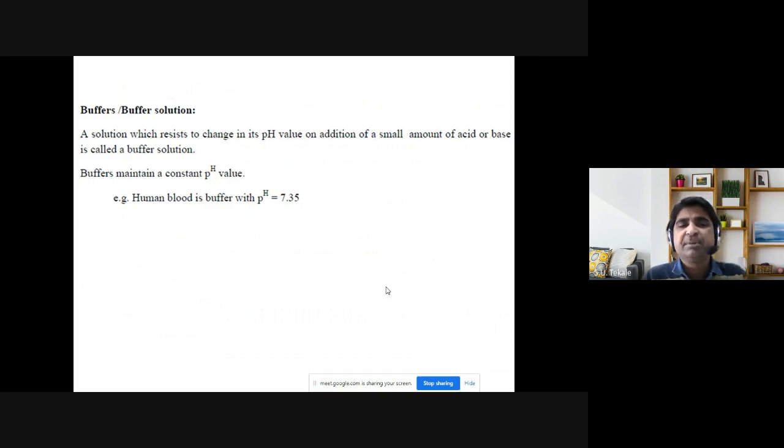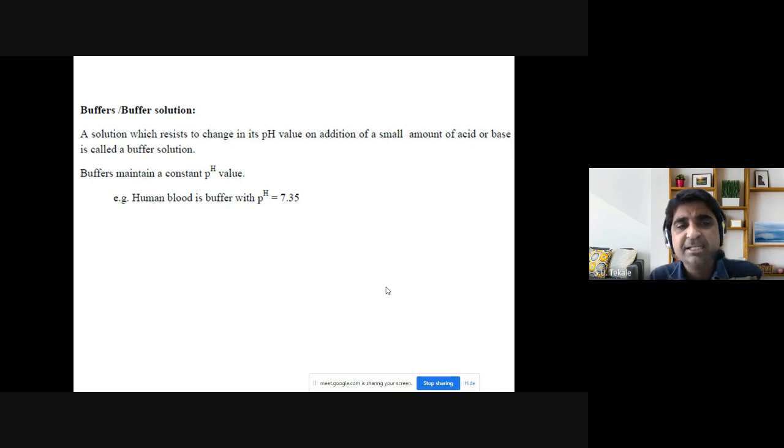Okay, and these buffers have a tendency to maintain their pH values. A natural example of buffer is the human blood. Human blood is a kind of natural buffer which resists the change in its pH value. The pH of this natural buffer, human blood, is slightly alkaline, that is 7.35.